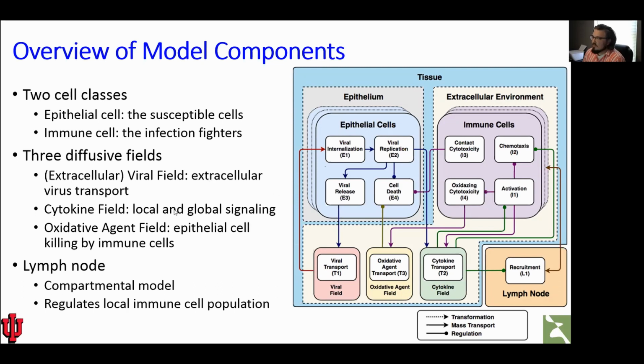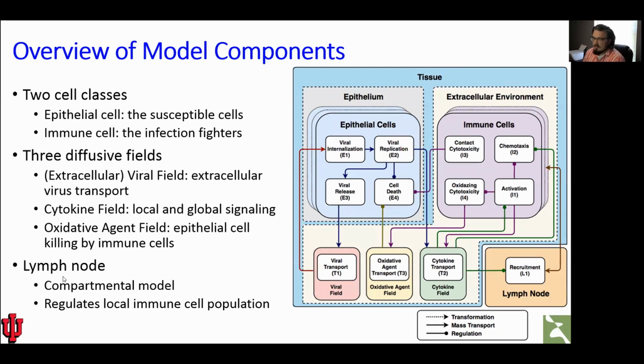Now, the cytokine field can cause activation of immune cells, and activation leads to enabling chemotaxis of immune cells, as well as secretion of our third diffusive species, which is an oxidative agent. And again, this oxidative agent is secreted by activated immune cells. And when epithelial cells are exposed to that diffusive field at a sufficiently high level, those epithelial cells, whether infected or uninfected, will die.